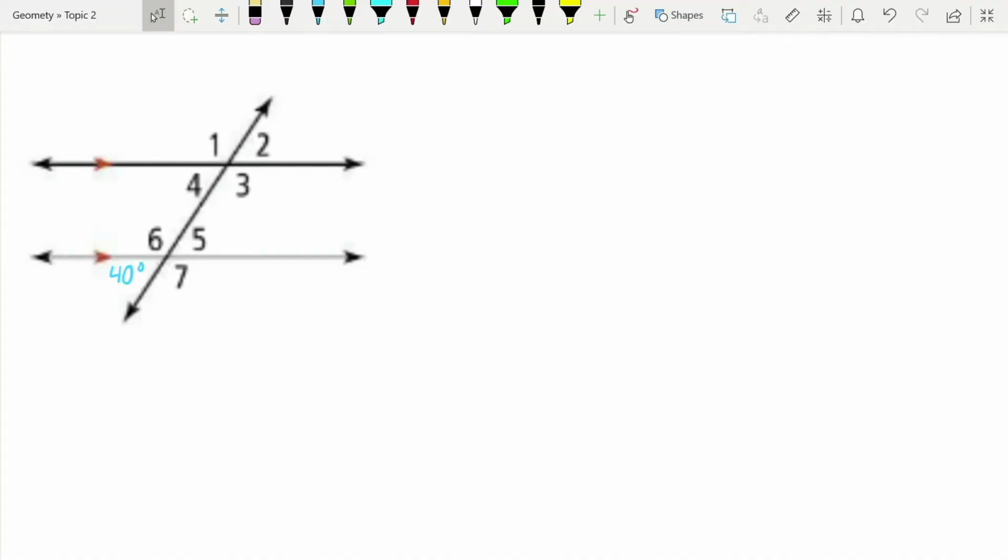Hey there, today we're going to be talking about how to use these theorems that we've talked about for parallel lines to find 7 angles when we're only given one. Let's go ahead and get started.